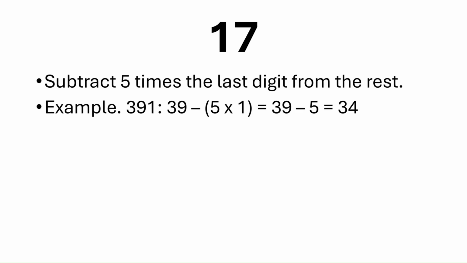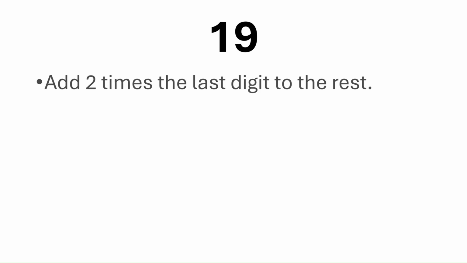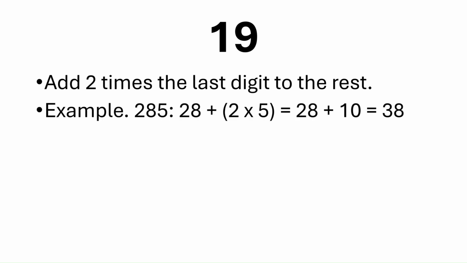Example: 391. 39 minus 5 by 1 equals 39 minus 5, which is equal to 34, which is a known multiple of 17. 18. Test for 2 and 9. 19. Add 2 times the last digit to the rest. Example: 285. 28 plus 2 by 5 equals 28 plus 10, which equals 38, a multiple of 19.